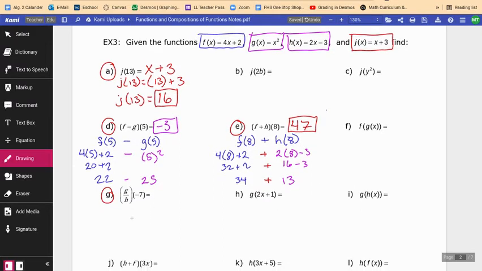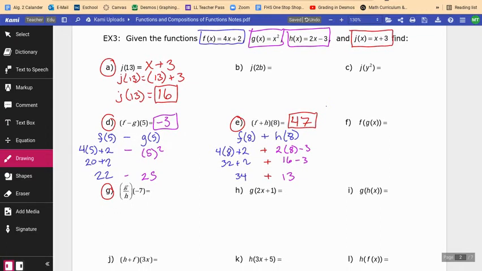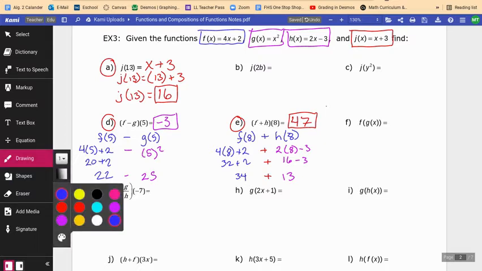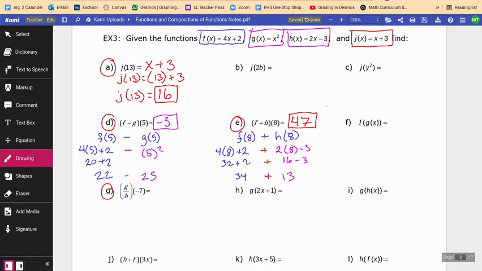And then again, I have g divided by h of negative 7. I basically have g of negative 7 divided by h of negative 7. So then I've got to work those two out. So again, I look at g. Right here is x squared. So that means I have negative 7 squared. Anytime we substitute, we use parentheses. So that gives me 49.